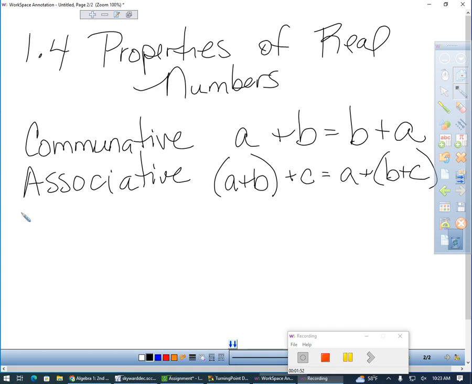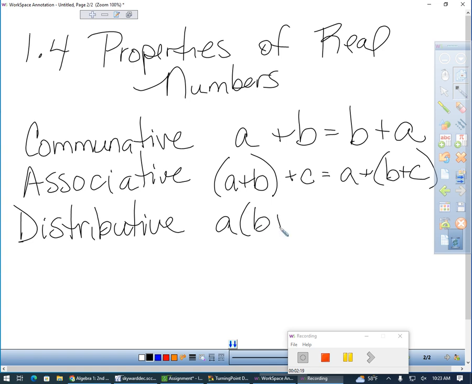The distributive property. The distributive property has something outside the parentheses, but then, because you're multiplying, everything inside the parentheses disappears. So you have AB plus AC. So if you come across a property where you have parentheses on one side and none on the other, automatically that's a distributive property. Okay?